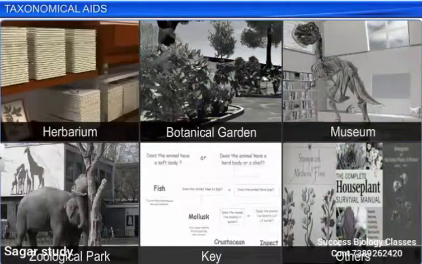Herbariums, botanical gardens, museums, zoological parks, and keys are some examples of taxonomical aids. Let's learn a little more about these aids.